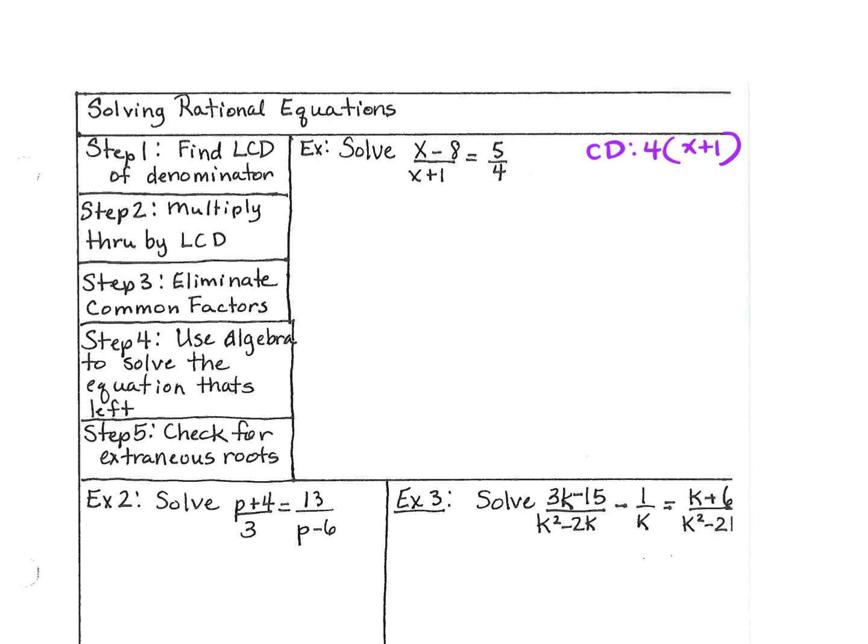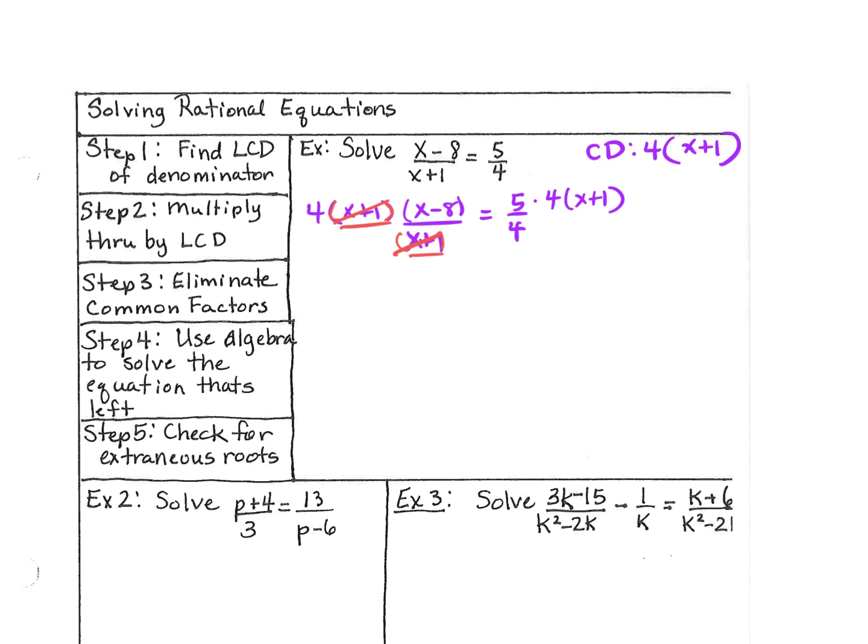That means everything gets multiplied by it. So we are literally going to take this common denominator, 4 times x plus 1, and multiply it by x minus 8 over x plus 1. And then we're going to take 5 over 4 and multiply it by 4 times x plus 1. Now I want you to see why we're going to do that. What do you see here and here? What do you see there and there? Those are common factors, aren't they? So what happens to common factors? They cancel out. They eliminate each other.